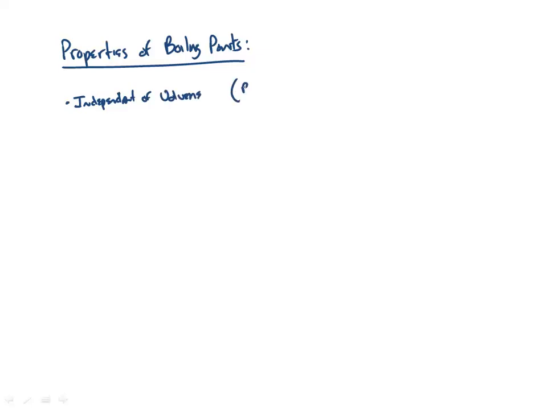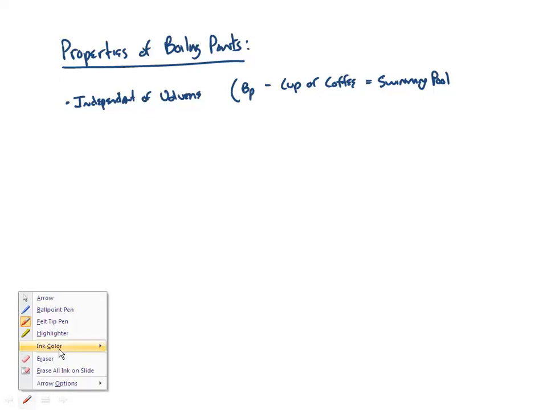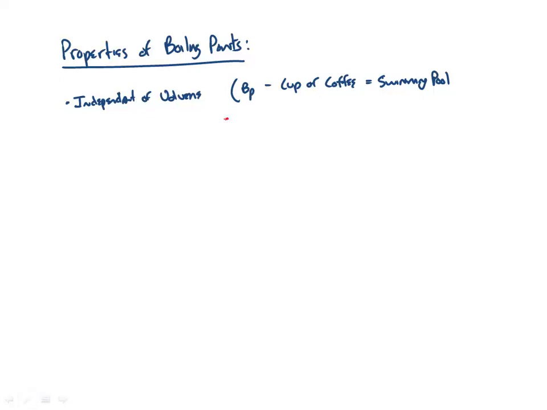Meaning the boiling point of a cup of coffee is the same as the boiling point of a swimming pool of coffee. Now what's different, and I'll put this in red, this is kind of an aside, maybe a reminder, what's different is Q. So Q of a cup of coffee is not equal to Q of the swimming pool, right?